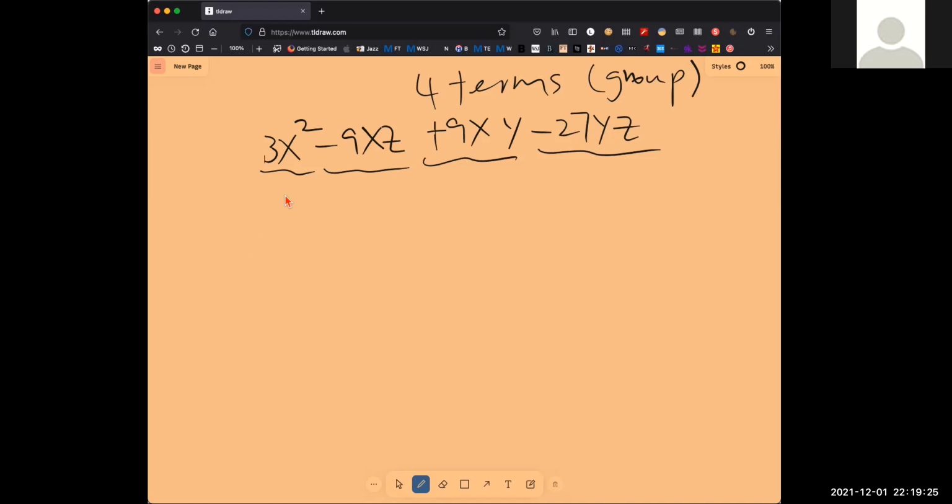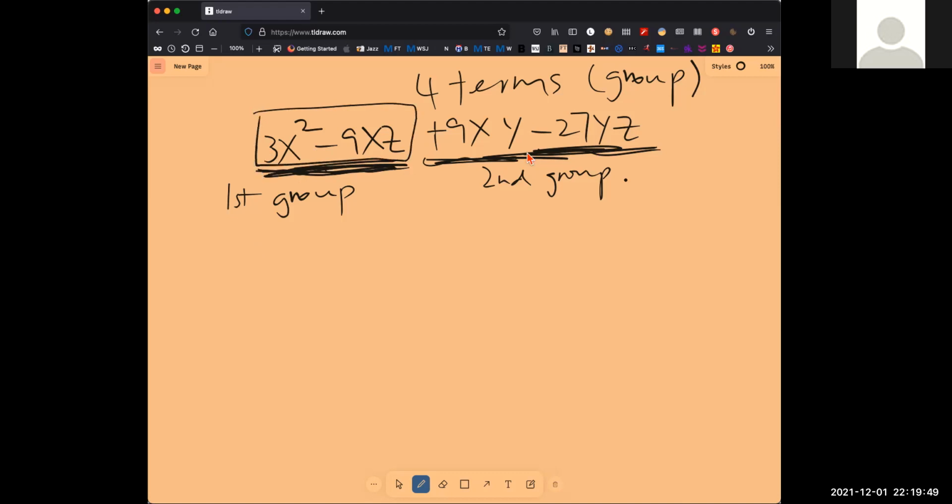Okay, let me show you. Let me group this. Which one looks better to you? They both have x and x. Then over here they both have a y and y. So I just group. So I group this first group, and this is my second group. With first group, what is common for the first group? 3 is common, x is common. Can you see it? Yeah. Then after that you get x, and then over here you get 3z. So first group done.